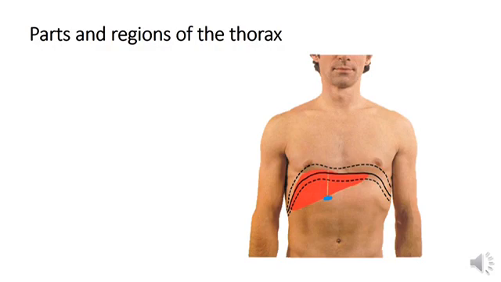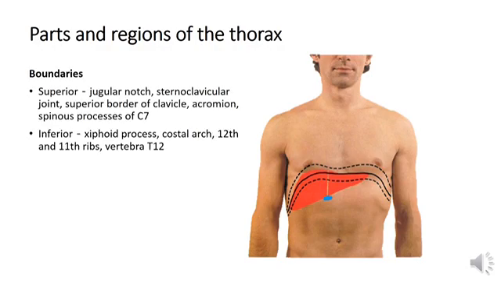Parts and regions of the thorax. We have the superior boundary of the thorax: the jugular notch, the sternoclavicular joint, the superior border of the clavicle, the acromion, and posteriorly the spinous process of C7. Inferiorly we have the xiphoid process, the costal arch, the 12th and 11th ribs, and the T12 vertebra. The regions of the thorax are the thoracic wall and the thoracic cavity.